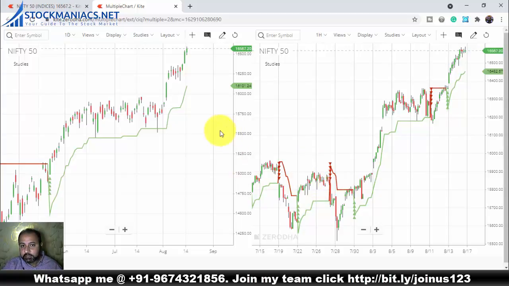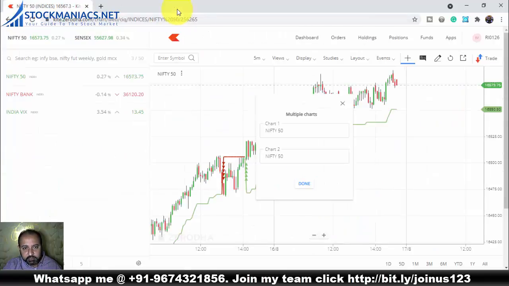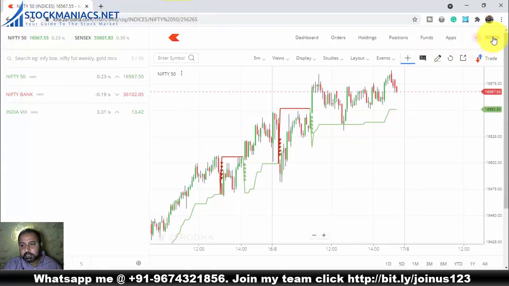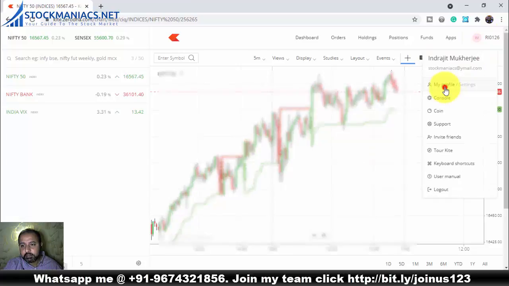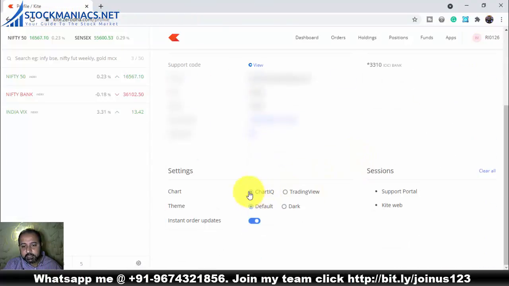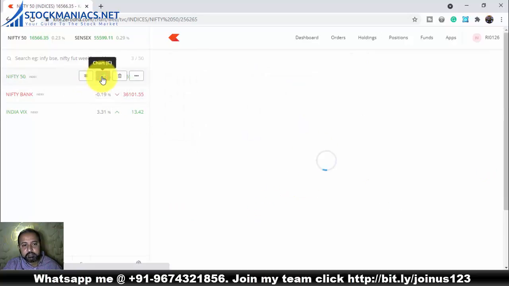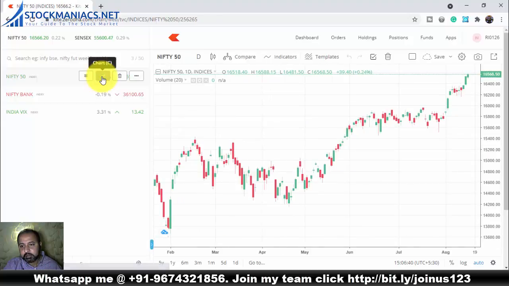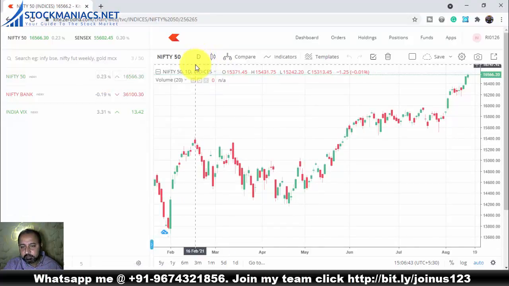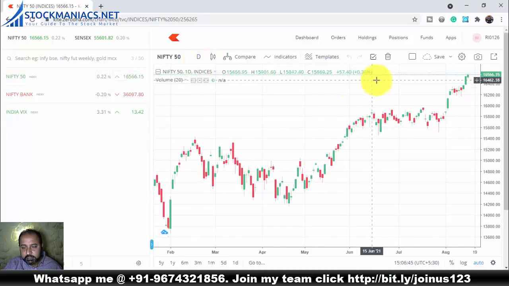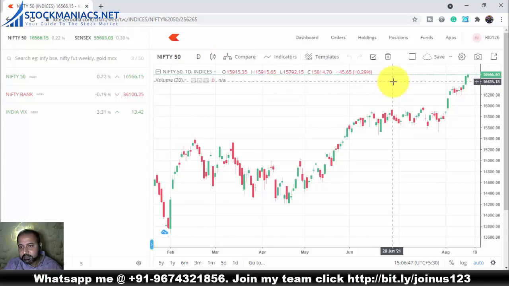Now I will show you how you can see the same thing on the TradingView. So let me close this one, and now I am once again going to my profile, and instead of ChartIQ I will be changing it to TradingView. So now I am opening the Nifty 50 chart. So here there was the daily chart of Nifty 50, and in TradingView the multiple time frame analysis is very easy. So here there was a select layout option.